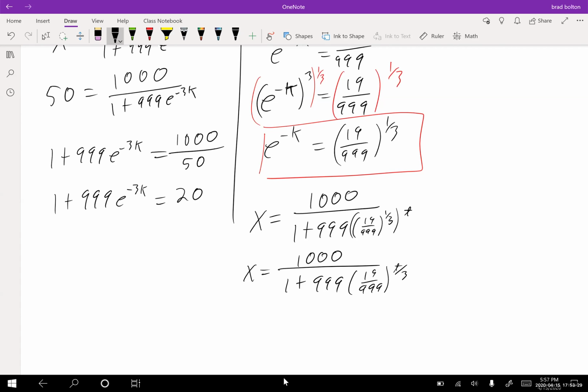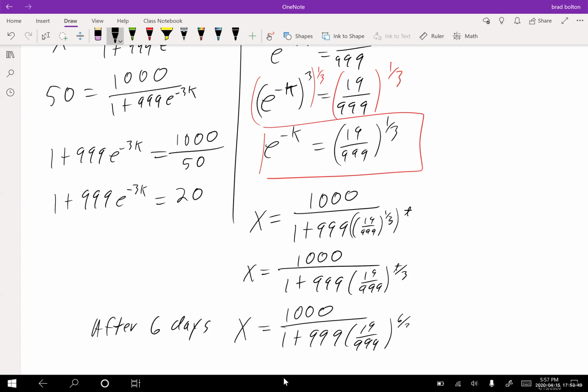However, do we know what t is? Well, they said 6 days. So we're going to do x equals 1,000. So after 6 days, x equals 1,000 over 1 plus 999, 19 over 999, 6 over 3 for our power. So basically squared. And you guys take a minute, plug that in your calculator, but you should get 735.3 people.